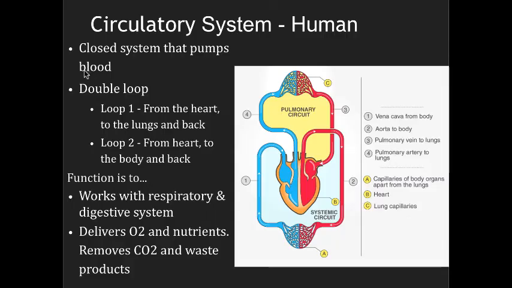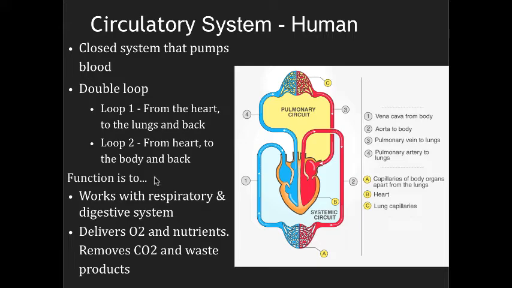Guys, welcome back. We're going to take a look at the circulatory system in a human. Just a quick recap. We're going to dive right in. Remember, we had a closed system that pumps blood, so that means it's self-contained within the arteries, veins, capillaries, within our blood vessels. So the blood shouldn't be leaving any part of that system.